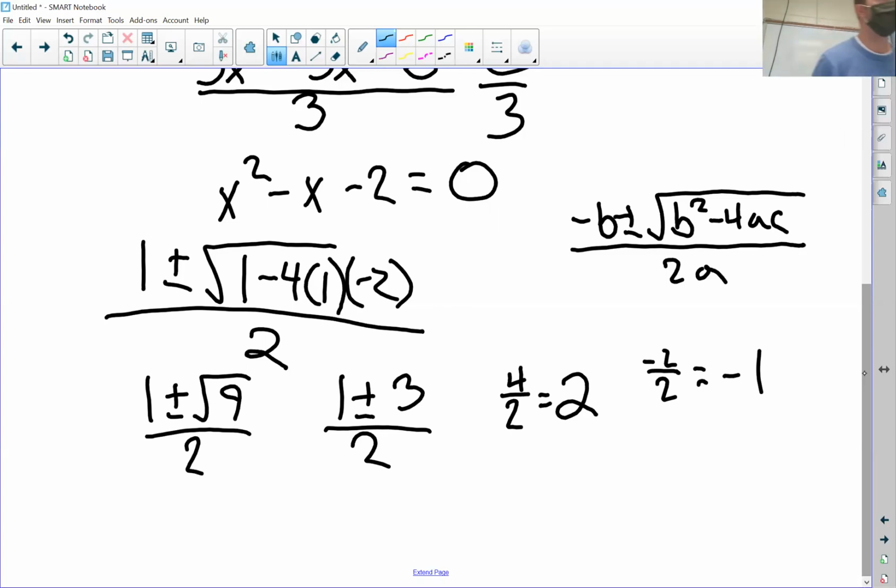So am I done? I have to plug them back in, right? Well, what do those represent? No. See how I'm working along in my problem? Yeah. What are those? So x equals 2 and x equals negative 1.